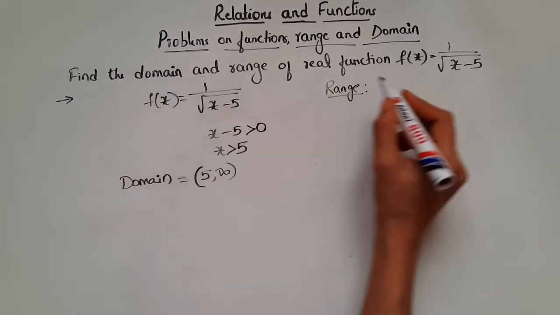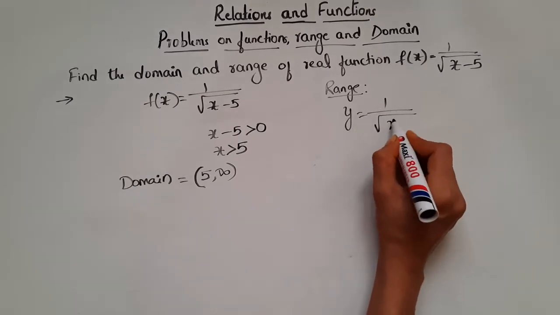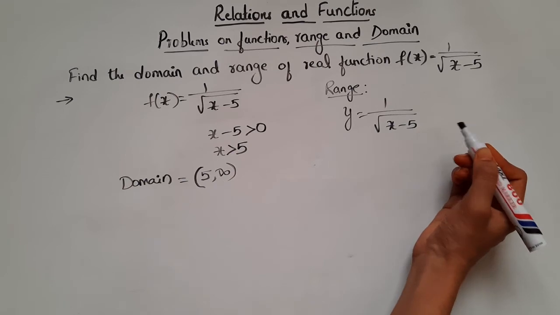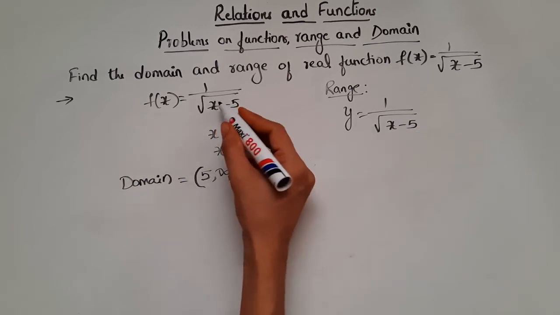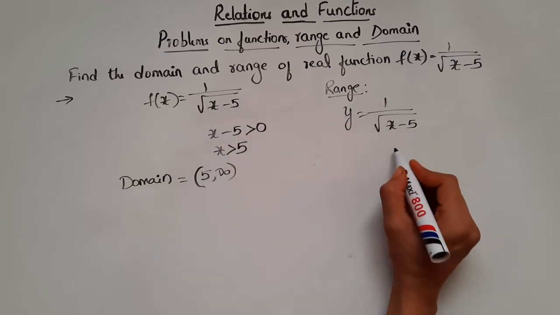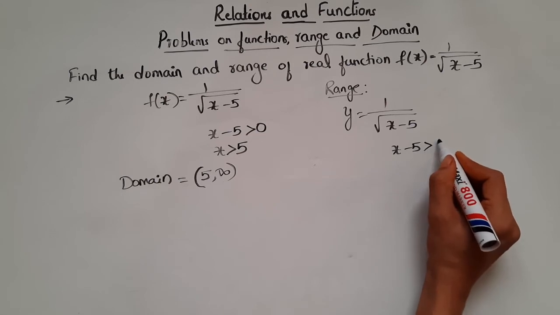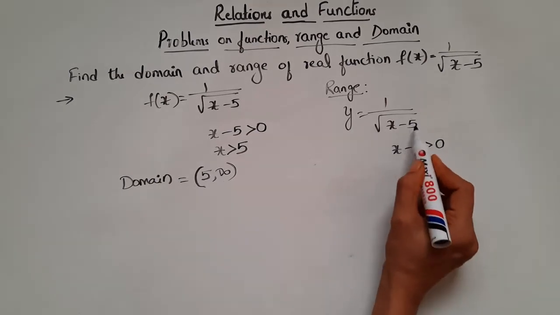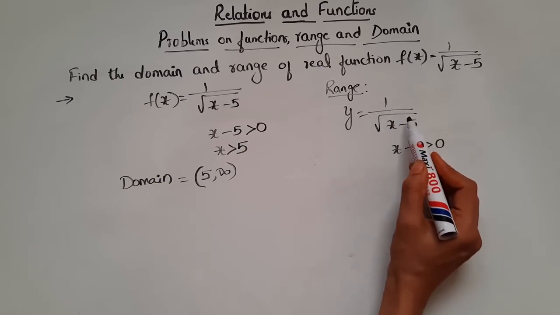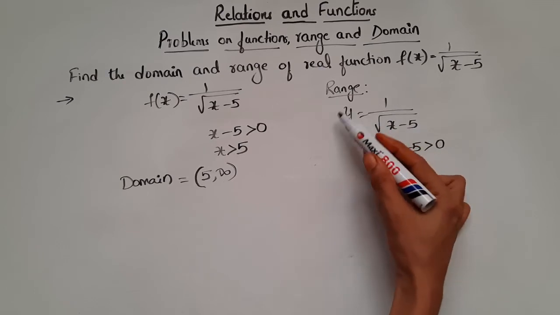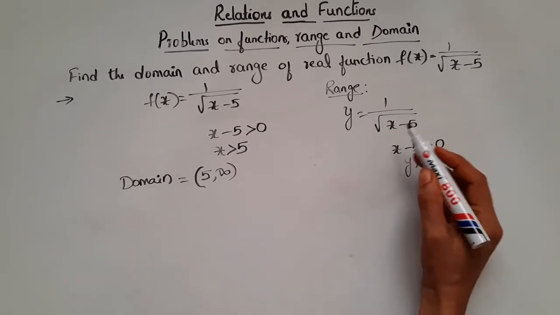You will take this expression and equate it to y. So we have y is equal to 1 by root of x minus 5. For x greater than 5 to infinity, your function is defined, which means this expression x minus 5 should be greater than 0. If this is greater than 0, what will be your y? 1 by something which is greater than 0. So your y also will be greater than 0, right? It cannot be equal to 0.